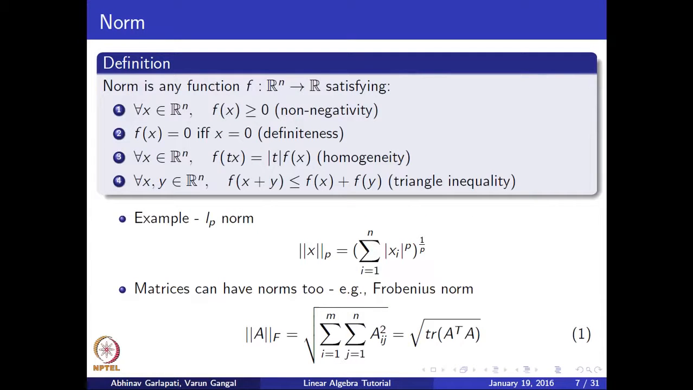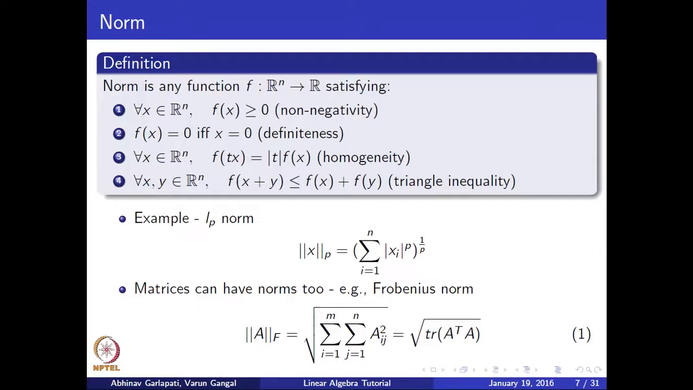Now let's have a look at the definition of a norm. Intuitively, a norm is a measure of the length of a vector or its magnitude. It's a function from this vector space, which mostly happens to be R^n, where n is the dimension of a vector, to the space of real numbers R. So for a function to be a norm, it should satisfy the 4 conditions which we have given here.